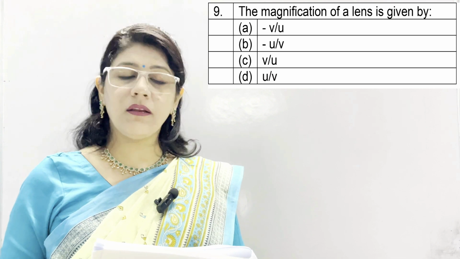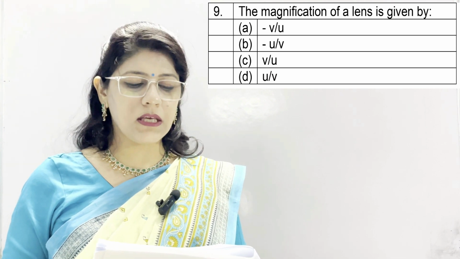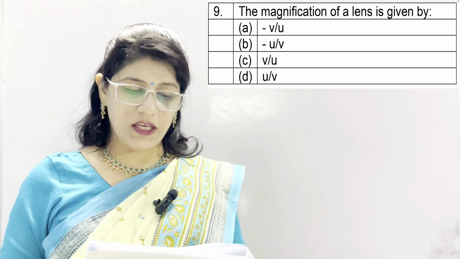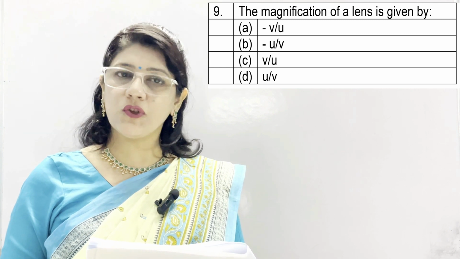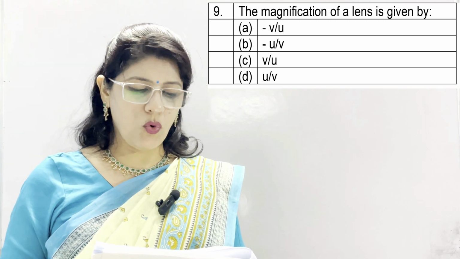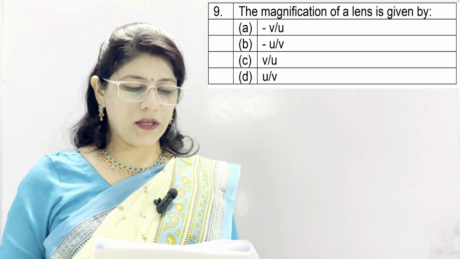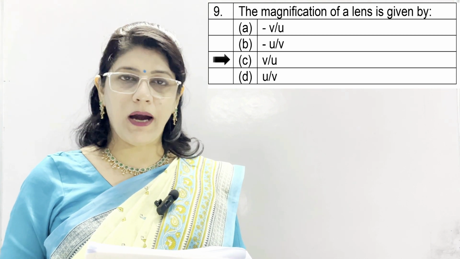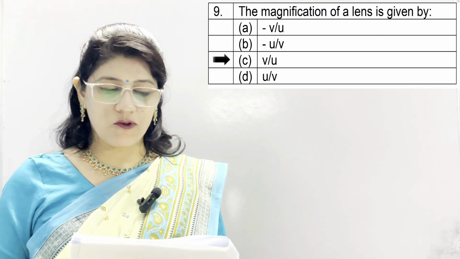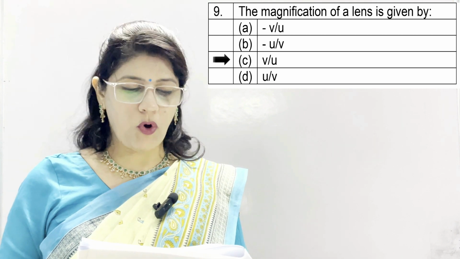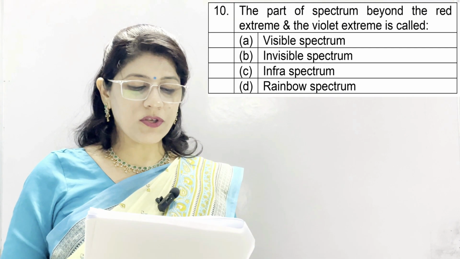Now question number 9, the magnification of a lens is given by A option is minus v by u, B is minus u by v, C is v by u and D is u by v. And the correct option is C, v by u. v is distance of image divided by distance of object from the lens. Question number 10.